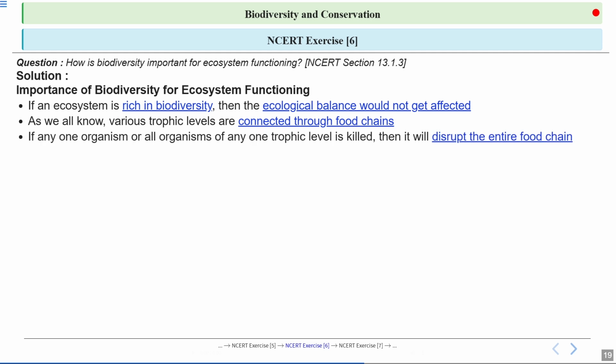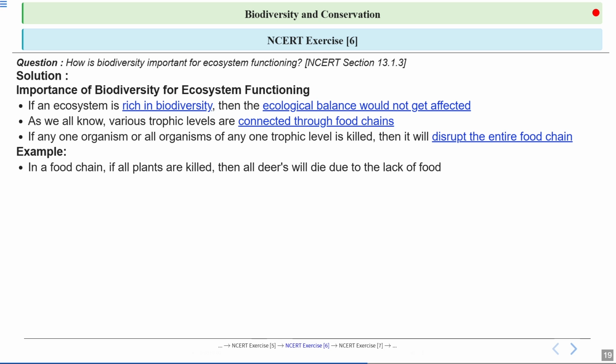If any one organism or all organisms at a particular trophic level are killed, it can disrupt the entire food chain because each level depends on the one before it for energy and nutrients. For example, if all the producers like plants are destroyed, there will be no food for the primary consumers like herbivores, which in turn affects the secondary consumers like carnivores. Now, this imbalance can lead to a collapse of the ecosystem, as each organism plays a vital role in maintaining the balance of energy flow and nutrient cycling.